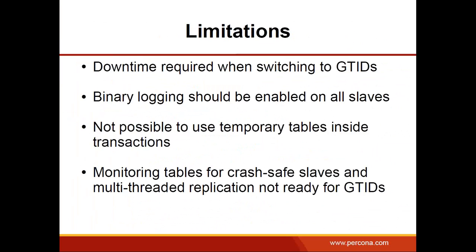And another significant limitation of GTIDs is if you want to use crash-safe slaves or if you want to use multi-threaded replication, well, the support for GTIDs is not very clear. You have new monitoring tables. So for instance, for multi-threaded replication, you have a slave worker info table. But if you look at the fields, you have no field for a GTID. So how can you diagnose, how can you repair a crash if you're using both GTIDs and multi-threaded replication? This is not clear, and this is one of the main limitations.